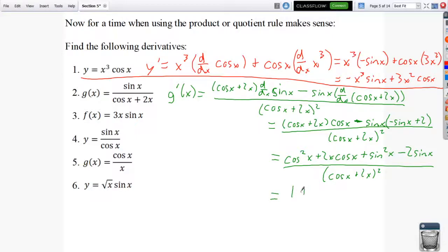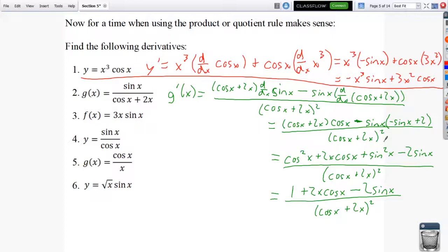So I would have 1 plus 2x cosine x minus 2 sine x all over cosine x plus 2x squared. That's where I would leave it. However, if I was a scared elementary calculus student, I might just leave it right here. You don't have to simplify anything, it just makes it look prettier.